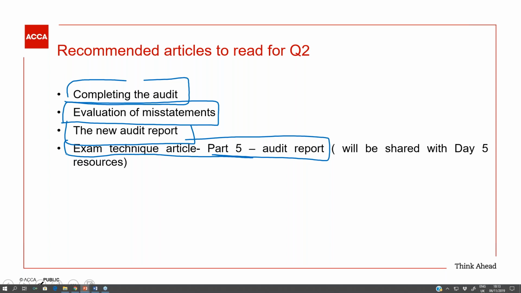So: completing the audit, evaluation of misstatements, the new audit report, and exam technique article part five on the audit report. These are four fundamental articles, and I'll make you realize why, when you're preparing yourself for the second question, because you need to understand at what point or at what stage of audit question number two is set. So let's unfold question number two and let's see how these articles can contribute towards your success in the second question.